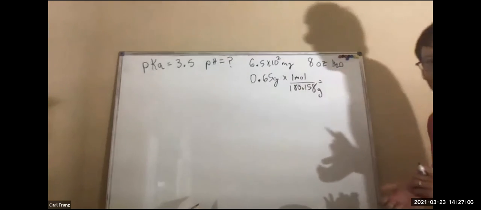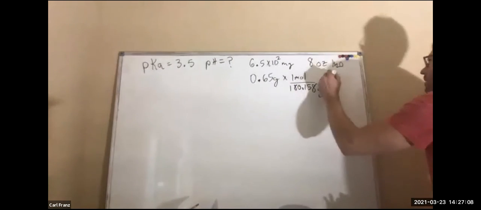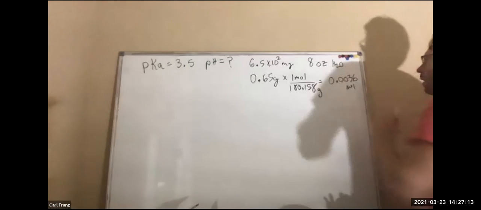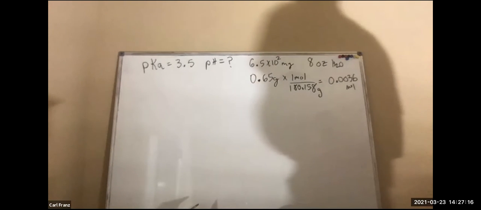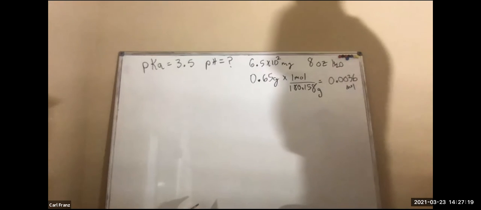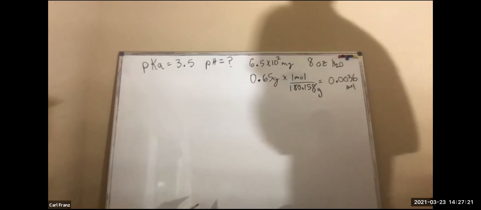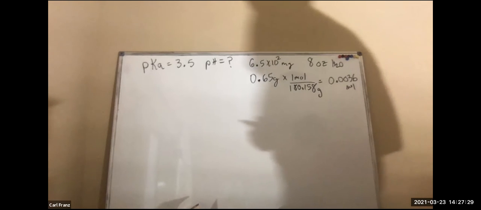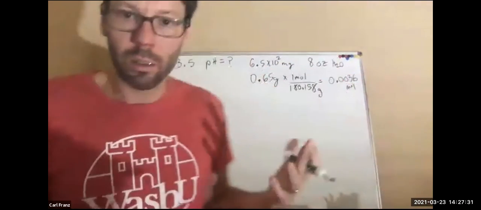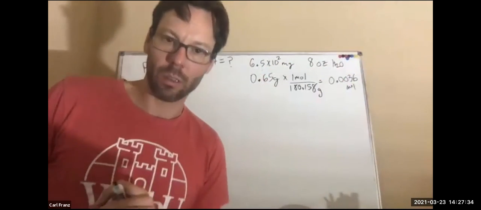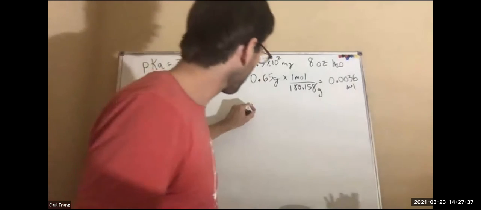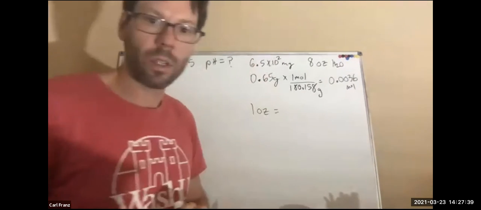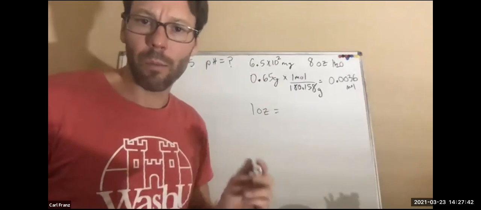0.65 by 180.158, 0.0036. I got the same thing. All right. Moles. Okay, so that takes care of that. For water, we could say how many ounces are in a milliliter or a gram, because grams and milliliters are interchangeable because it's water. Density is 1.00. So 1 ounce equals how many mils?